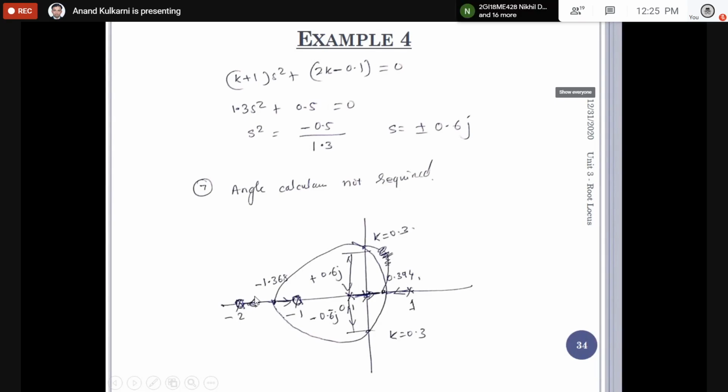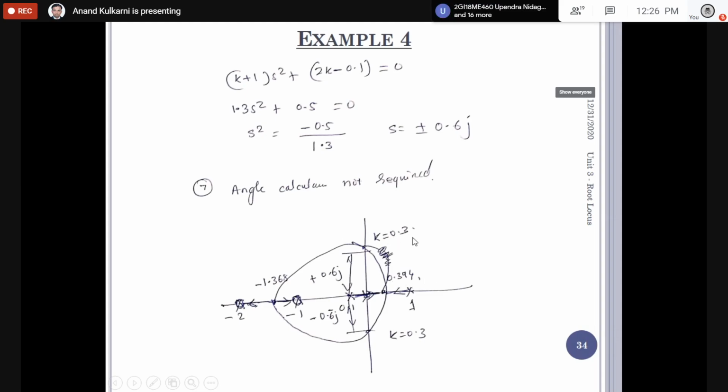That means the interpretation of this is, if the value of k is 0, one of the poles is on the right hand side, so the system is unstable only. As the value of k goes on increasing, this starts moving towards this. But still it will be on the positive side only, hence the system is unstable.